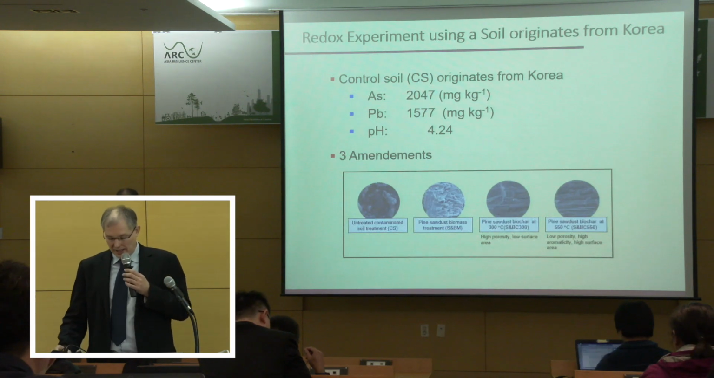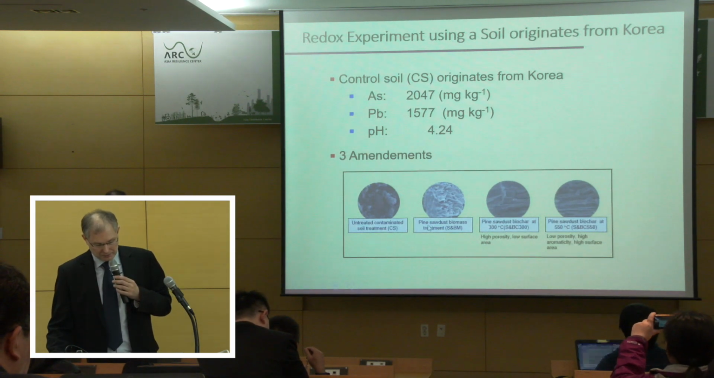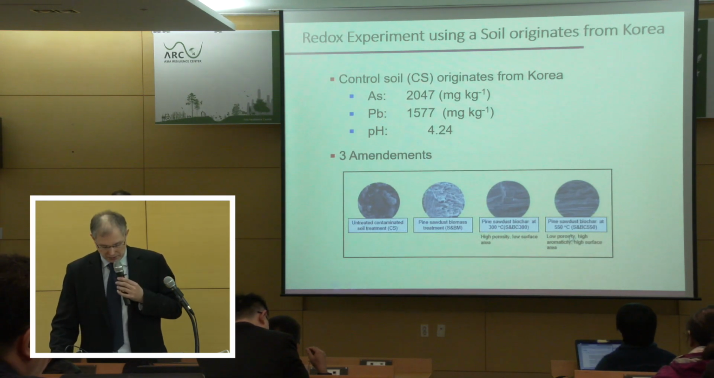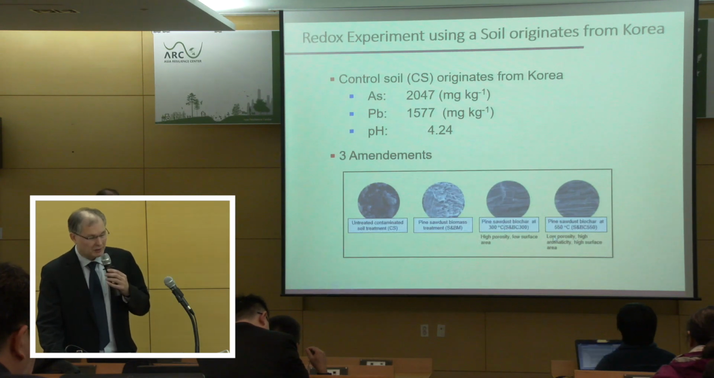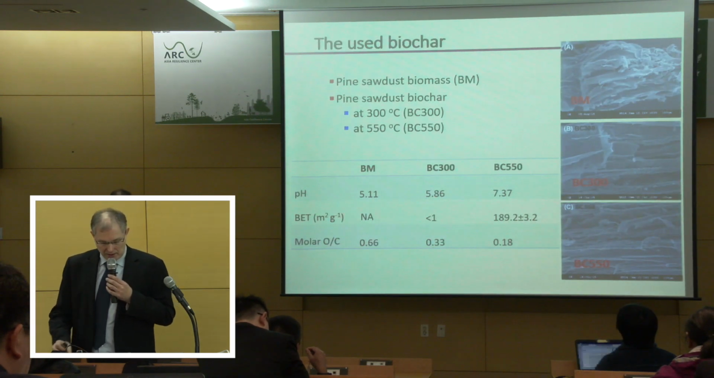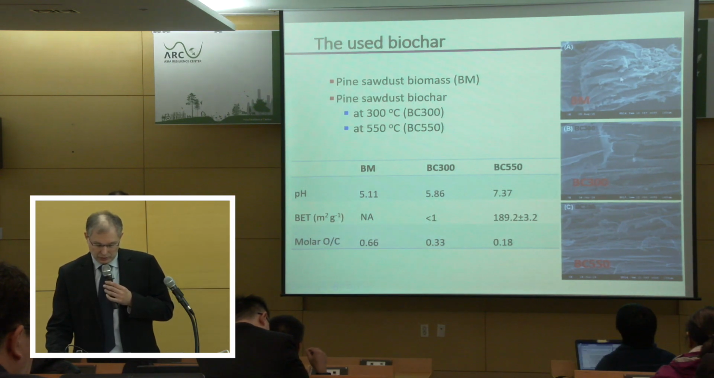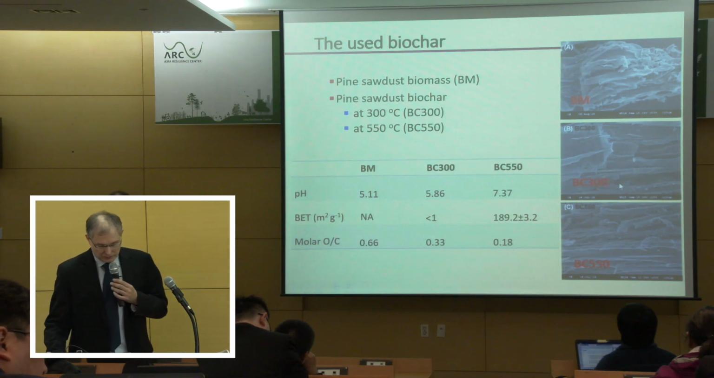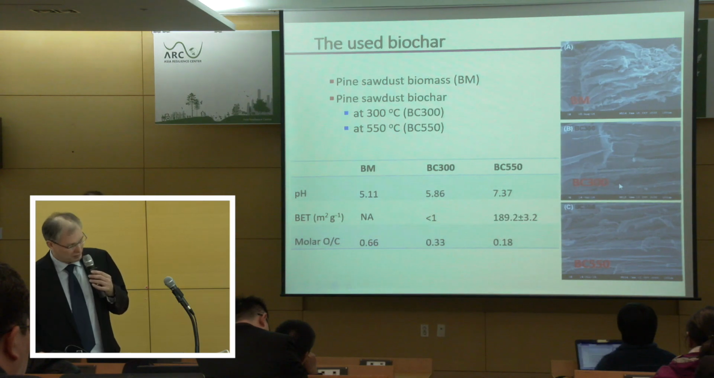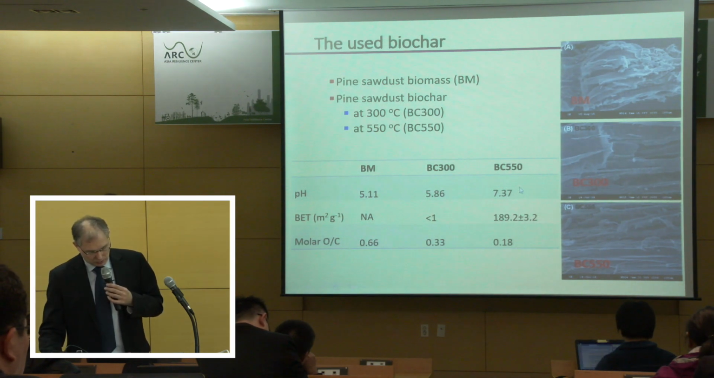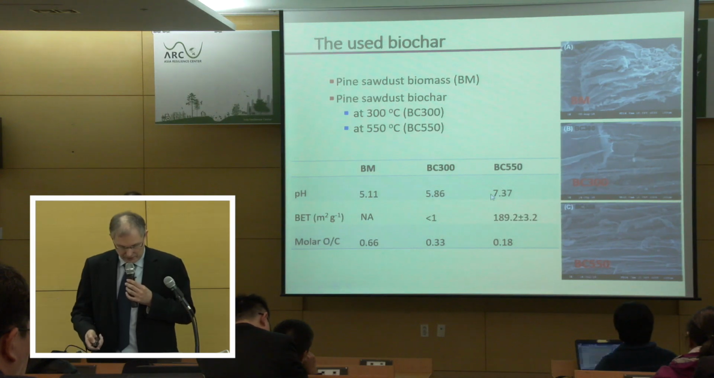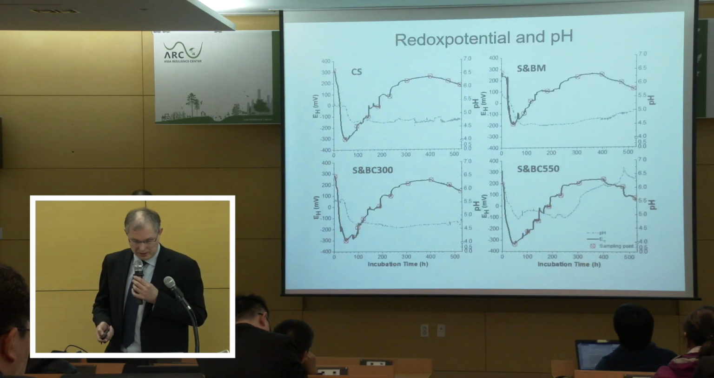And we used the untreated soil, and we treated the soil with pine saw biomass, and with pine saw biomass biochar produced at 300 degrees and produced at 550 degrees. And you can see the different amendments here. You can see also different scanning electron microscope pictures here, and you can observe the differences in the structure of the biochars. And here you find also some properties. Basically, it's very important that the pH increases when you increase the temperature, but that's very well known, but it's important for our story now.